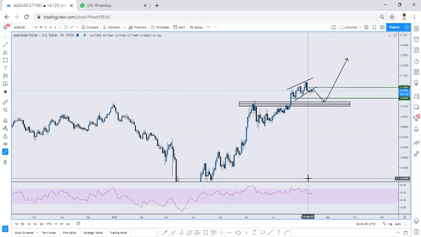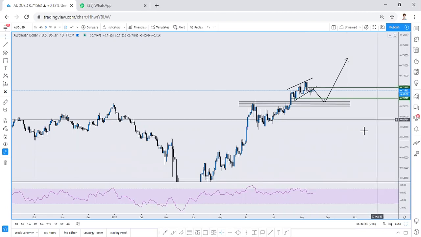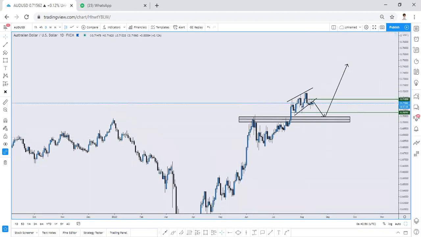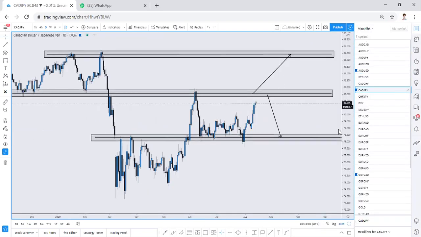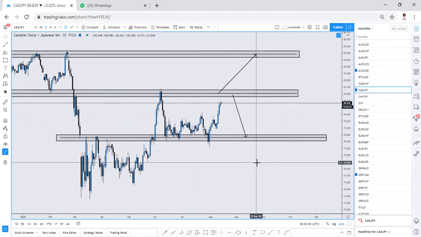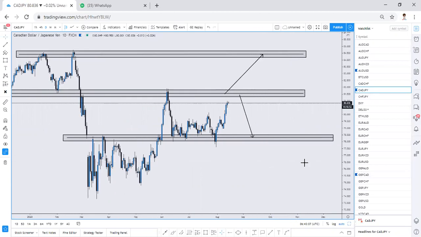So this is AU. Let me show you. We did AU, CAD JPY, and GBP CAD. I'm not interested in CAD JPY, I beg. I'll actually be ignoring this CAD JPY analysis. Why? Because we have something on GBP CAD.